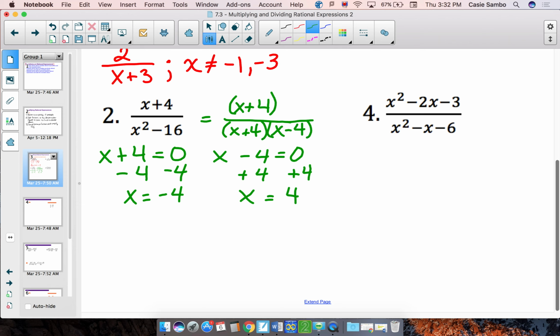Now, on my third step, I cancel out my common factors. When I say cancel out, what I really mean is that I'm dividing them out so that I have just a 1. So my answer for this is going to be 1 over x minus 4, where x cannot equal -4 or +4.